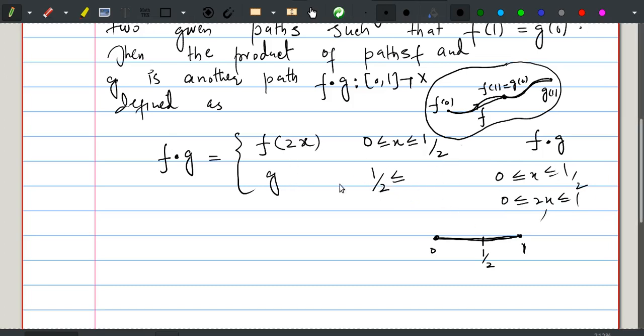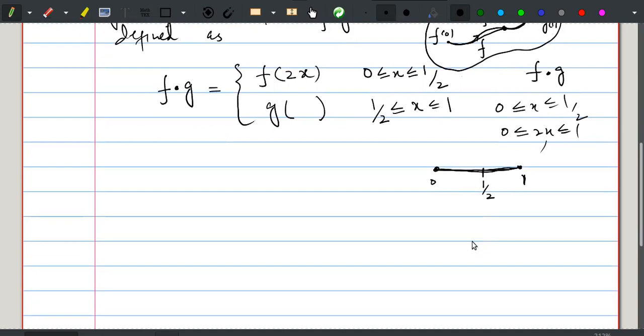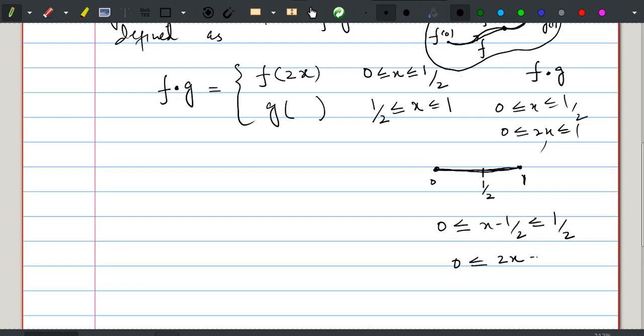Now in this remaining interval from half to 1, we have to travel g. So now we have to check what goes in the argument of g. In that case we have to normalize this interval. On rescaling this interval from 0 to 1, what we do, we subtract half. So this is 0 is less or equal to x minus 1 by 2 is less or equal to 1 by 2. Now to make it from 0 to 1, we multiply by 2. So this is 0 is less or equal to 2x minus 1 is less or equal to 1. So 2x minus 1 goes here.